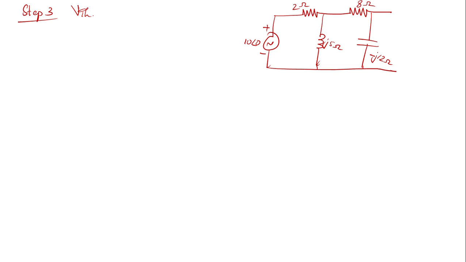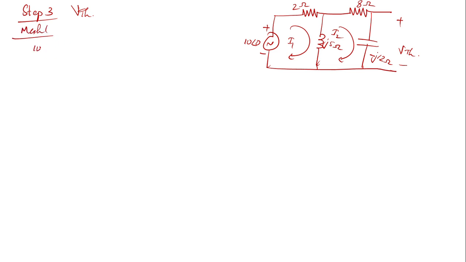As mentioned before, whenever you want to find out the value of VTH, you can see VTH was over here. VTH is simply the voltage across this particular capacitor. So obviously the first step is we will be applying the mesh analysis. You have two meshes over here, mesh 1 and mesh 2, and I'm going to write the mesh 1 equation.